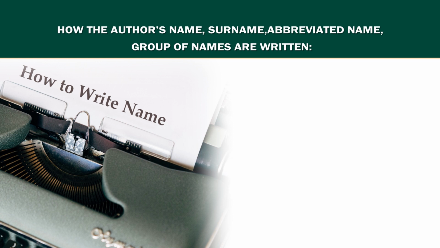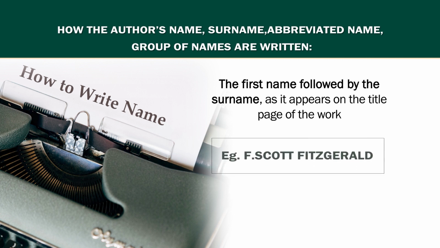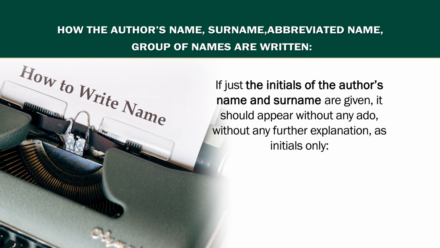Now the name of the author. Let us see what are the conventions involved in writing an author's name, surname, abbreviated name, or the group of names. If it's a single author, the first name is followed by the surname as it appears on the title page of the work. Example, F. Scott Fitzgerald. If just the initials of the author's name and surname are given, it should appear without any ado, without any further explanation, as initials only. Example, R.K.